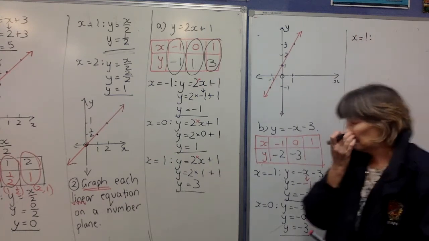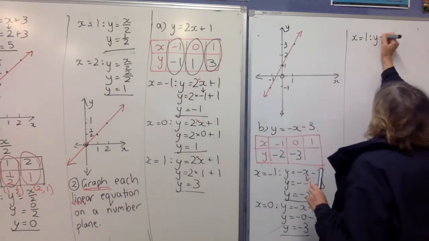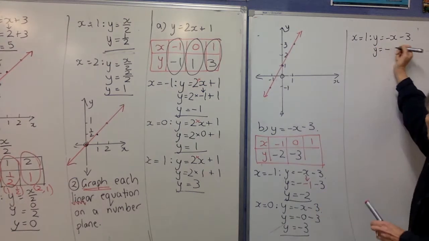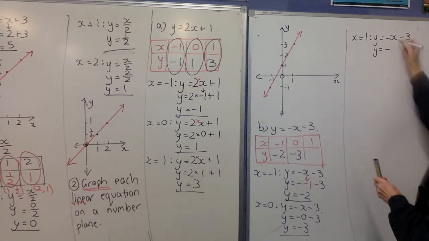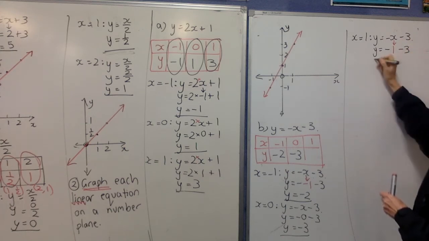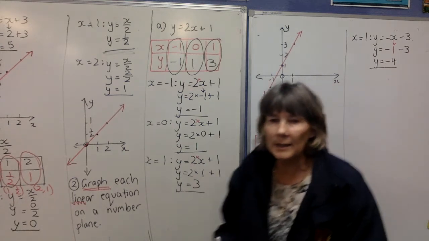x equals 1. That's our next number. So we're writing our rule down. y equals -x minus 3. And let's start putting it in. So it's minus. Just 1 goes in for x this time. -3. Use your calculator and you'll get -4 for that last one.